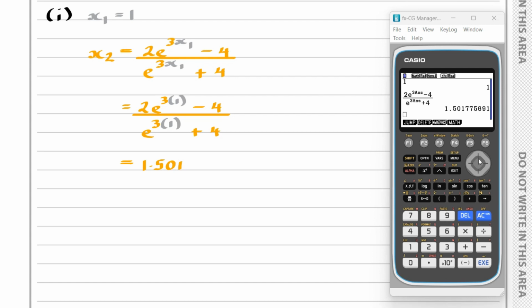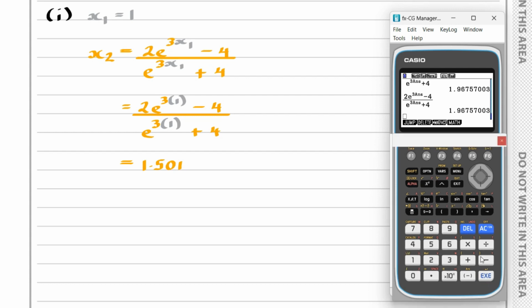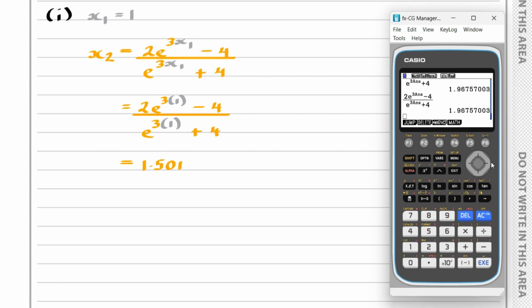And now for me to find beta, let's continue off this calculation as we see here. And if we continue off the calculation, eventually we see that we have beta equaling 1.968.